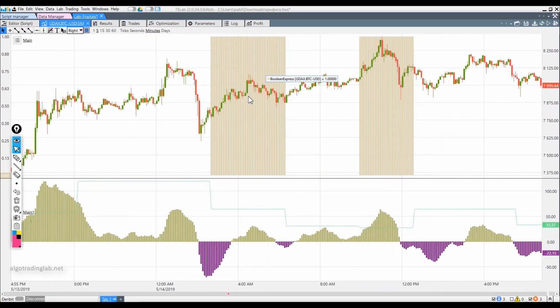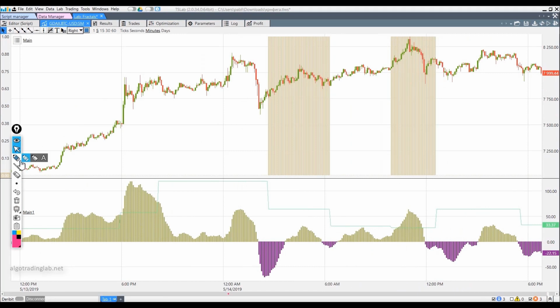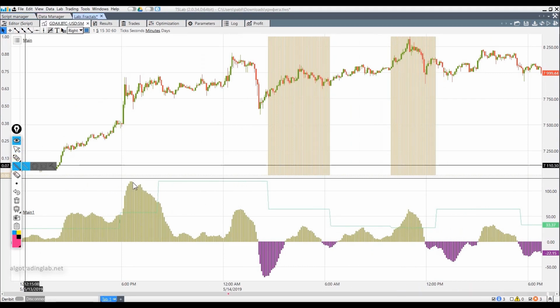Right here, there were two signals. Let's check them. There was clear divergence here. Can you see that the peaks are down? Here, the line indicates the value of one top and the other. At the same time, the price has gone up.